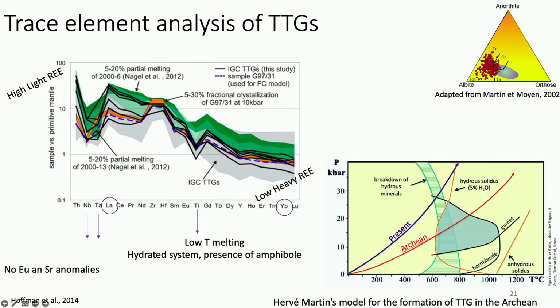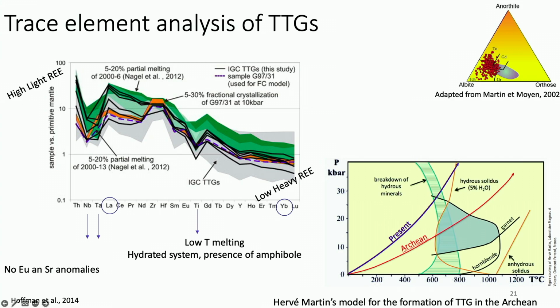So you have here, I think I made a mistake, the light rare earth elements here and the heavy ones there, so we're going to have to correct that. That's a typical trend in rare earth elements for the TTGs, with a very steep slope: high light rare earth elements and low heavy rare earth elements. They don't necessarily show an anomaly in europium. The europium is here, so there's no anomaly. The anomaly here is in titanium.